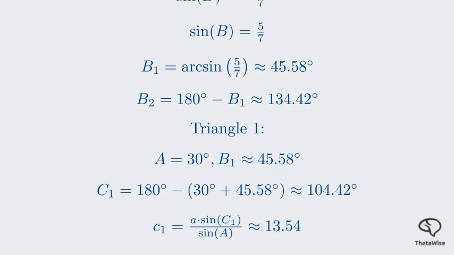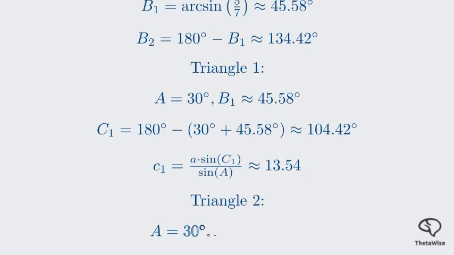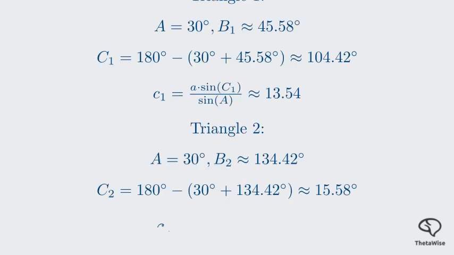Now for the second triangle, using B2. For triangle 2, angle A is 30 degrees, and angle B2 is 134.42 degrees. Angle C2 is 180 minus their sum, which is 15.58 degrees. We then find side C2, which is approximately 3.64 units. And there you have it. Two complete valid triangles from the same initial information.